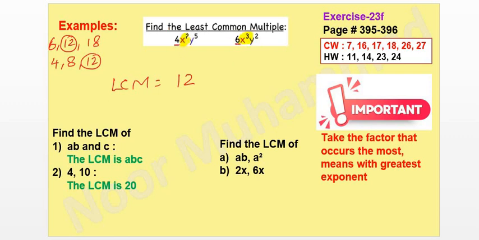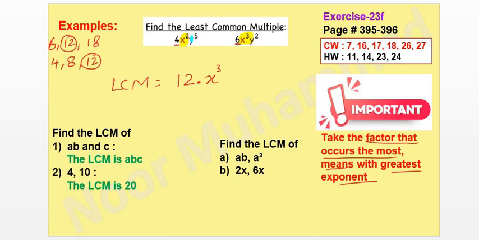So it's x to the power 2 and here x to the power 3, which means I will look at the same variables. So x to the power 2 and x to the power 3, which factor occurs the most or is with the greatest exponent? X to the power 3. So the next one will become x to the power 3.